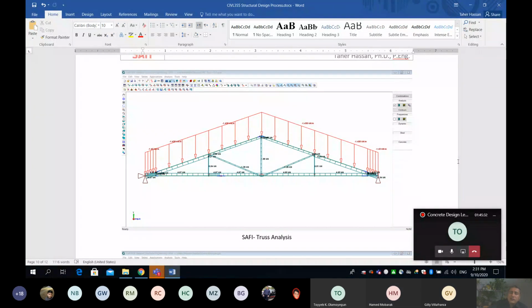Look at all the triangles. 1, 2, 3, 4, 5, 6 triangles. The triangle is the only shape that can maintain its shape with a number of sides of 3. If you have 4, look at your fingers. If you have 4, you can simply move anywhere. But as soon as you add the diagonal, it will stop the movement. Okay. So what you see is a truss, and you can see SAFE can do the analysis. The type of loading here is a uniform load. So we load in red. In red, we have a uniform load going on the top chord.